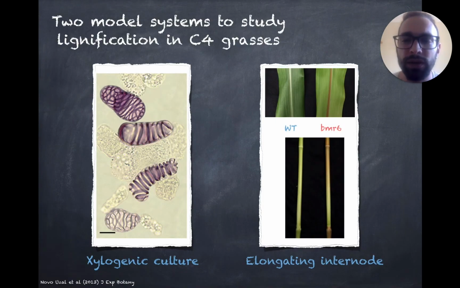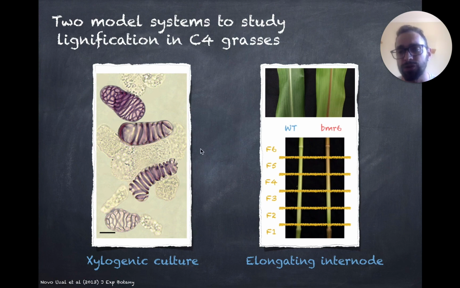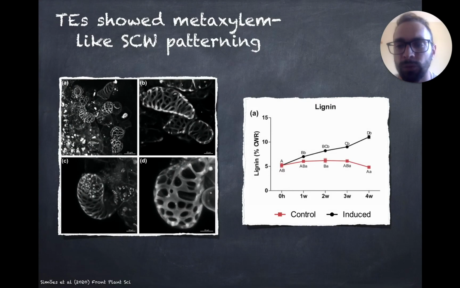In our lab, we developed two model systems to study lignification in C4 grasses. C4 grasses are a very important group of plants for the bioeconomy, especially in Brazil, where we use sugarcane, which is of course a C4 grass, for the production of sugar and bioethanol. So the two tools that I will talk about today are the xylogenic culture, an in vitro culture in which we can induce the differentiation of xylem cells, which are enriched in lignin, and also the elongating internode, which is an internode that is still developing, so it shows a gradient in secondary cell wall deposition.